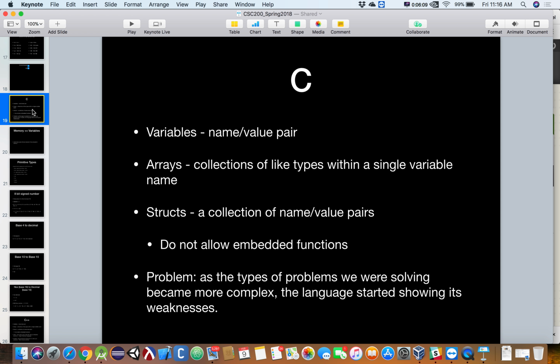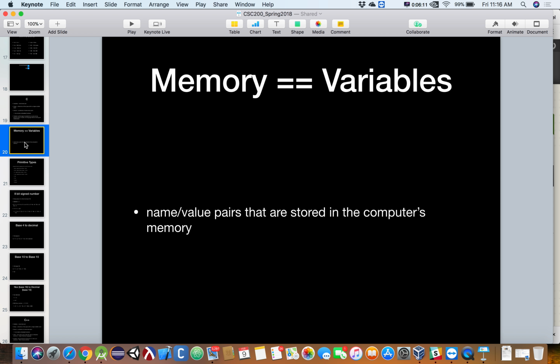Okay, so we were kind of talking about the mapping here, talking about variables, and then we're trying to understand how memory is actually represented under the hood.